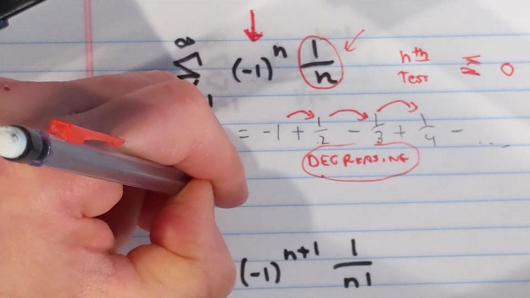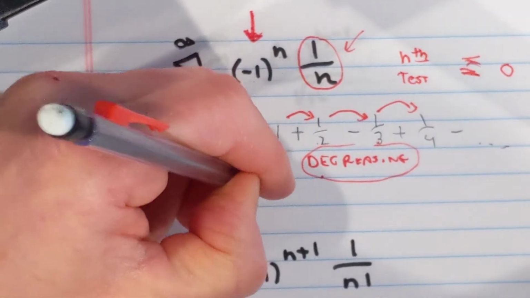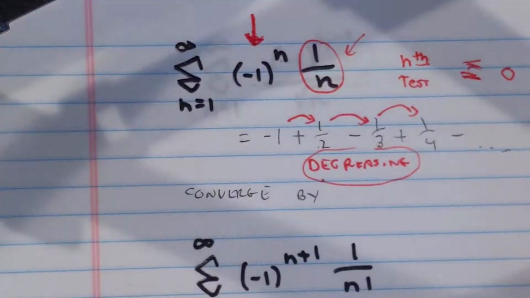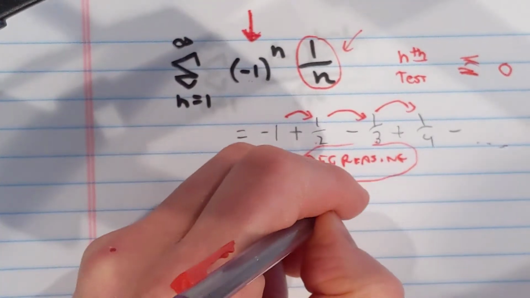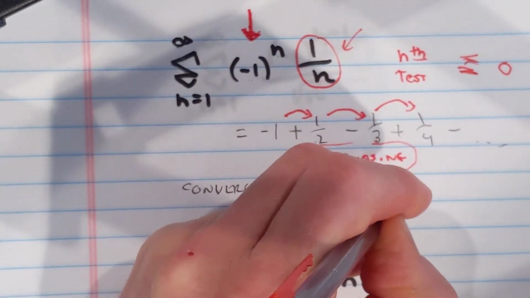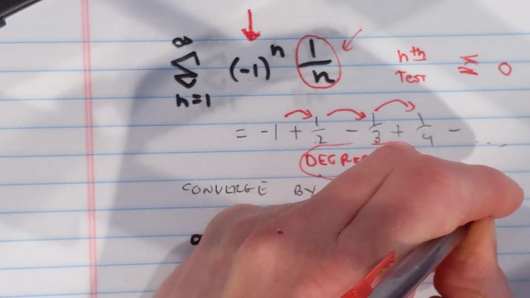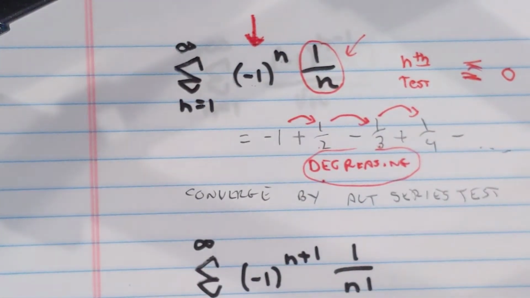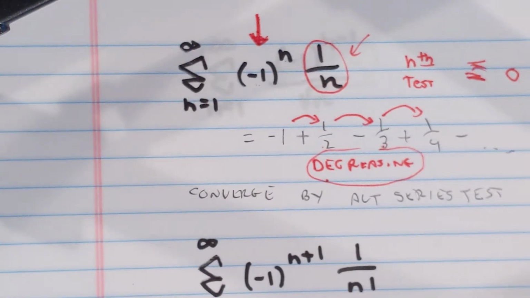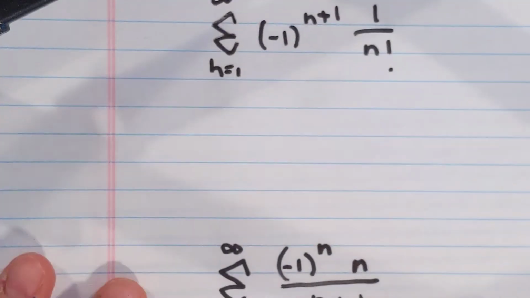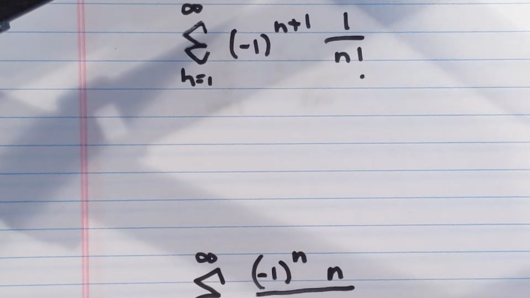convergent by alternating series test. That's all you do. The tip-off is the expansions. Once you expand it out and get it in expanded form, it's beautiful.